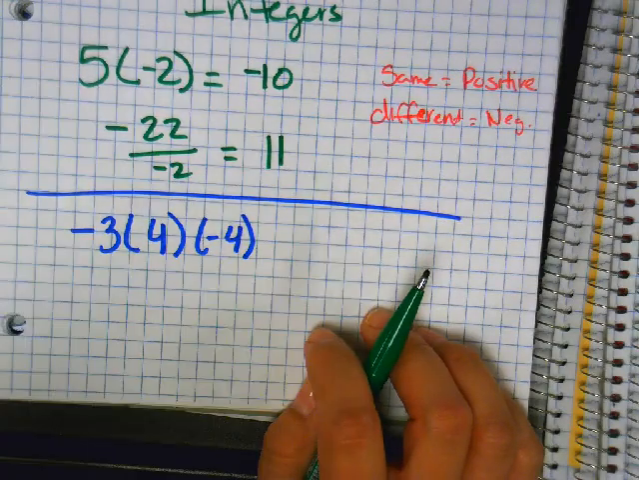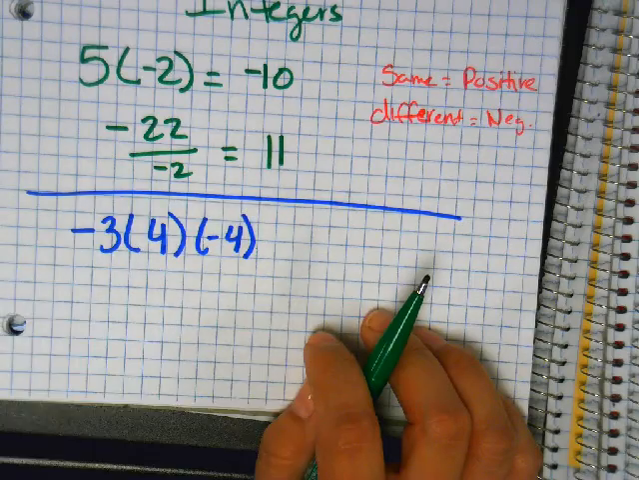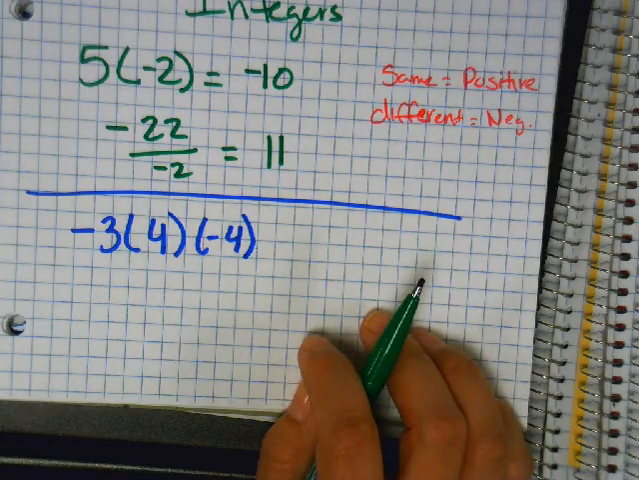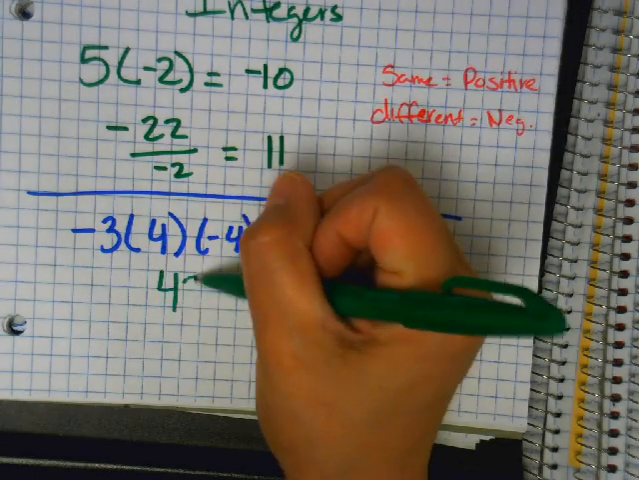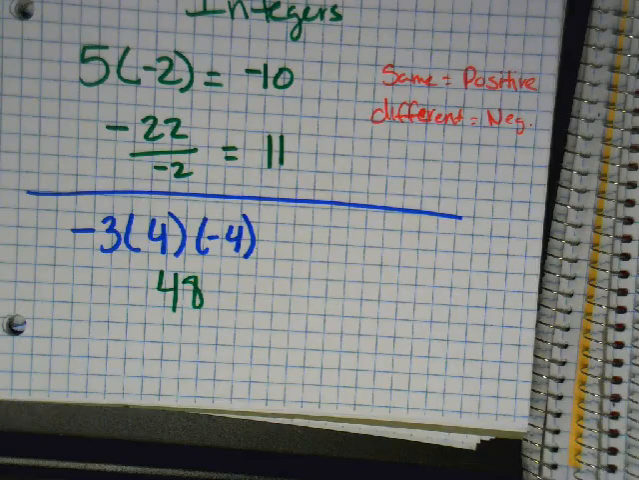Here's what I would do. There's a couple ways to do it. Just multiply the numbers. So what's 3 times 4 times 4? That's 48. Okay, that's just multiplying the numbers, right? 3 times 4 is 12. 12 times 4 is 48. Okay, so we understand that? 48. We're good.